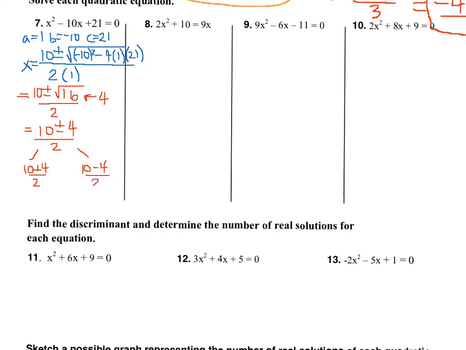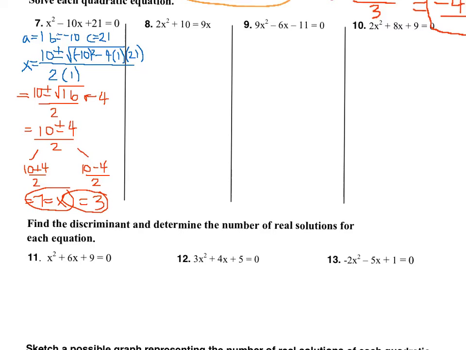So this is equal to 14 over 2, which is equal to 7. So that's one of my answers. And this is equal to 6 over 2, which is 3. So x equals either 7 or x equals 3. Those are my two answers for that first problem.